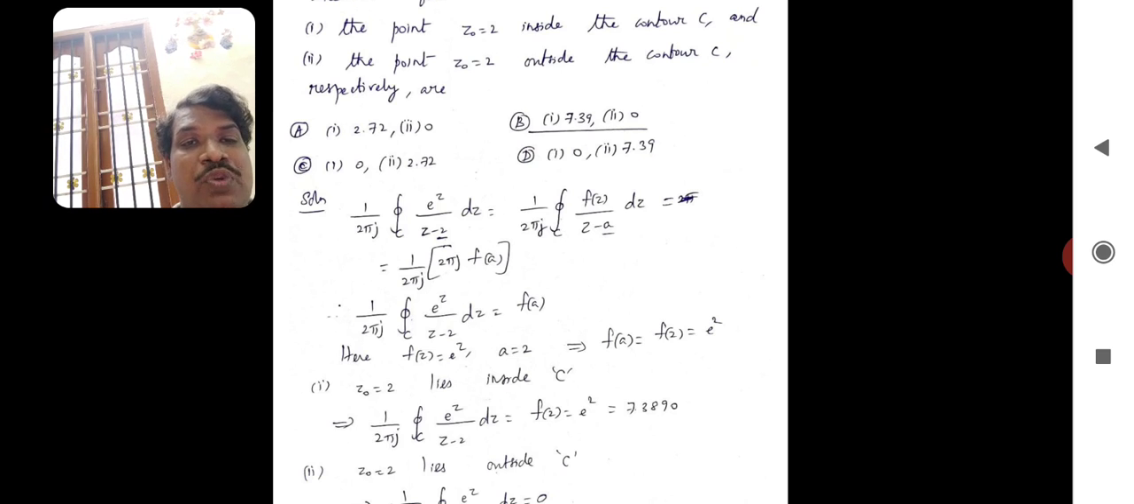And e power 2 is going to be 7.3890. So therefore the answer for the first case is 7.3890, which is the answer present in option B. So therefore option B is correct.